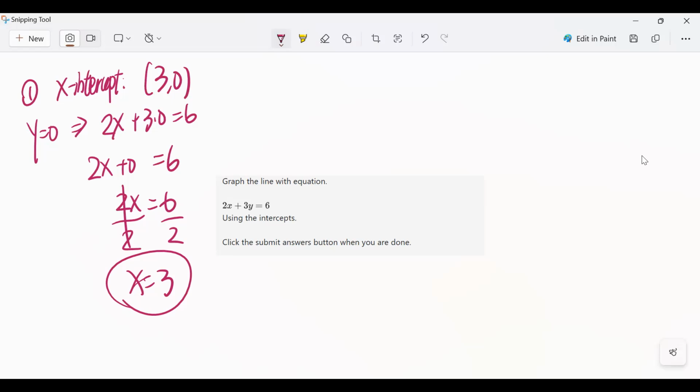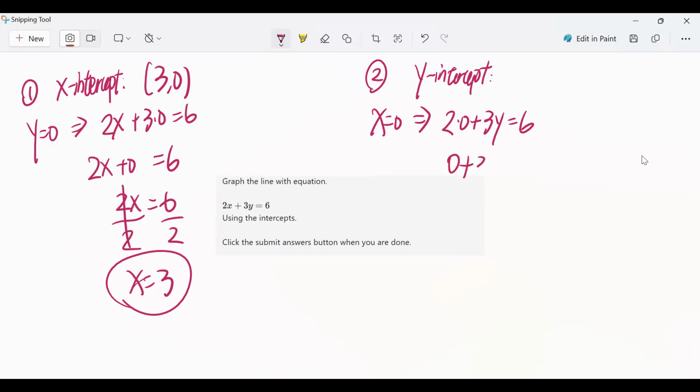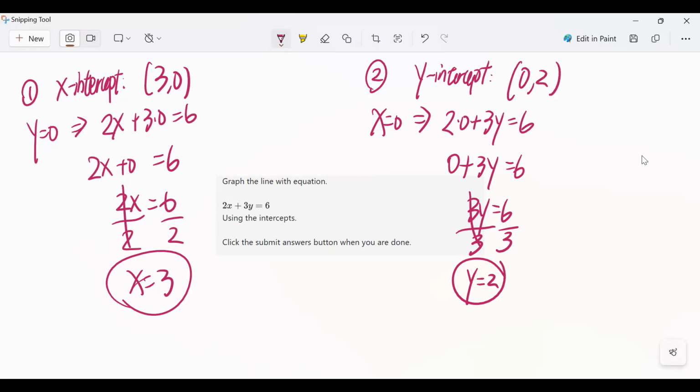And then the y-intercept, so x equals 0 and solve for y. So 2 times 0 plus 3y equals 6. 0 plus 3y equals 6. 3y equals 6. And then divide both sides of the equation by 3. y equals 2. So the y-intercept will be (0, 2).